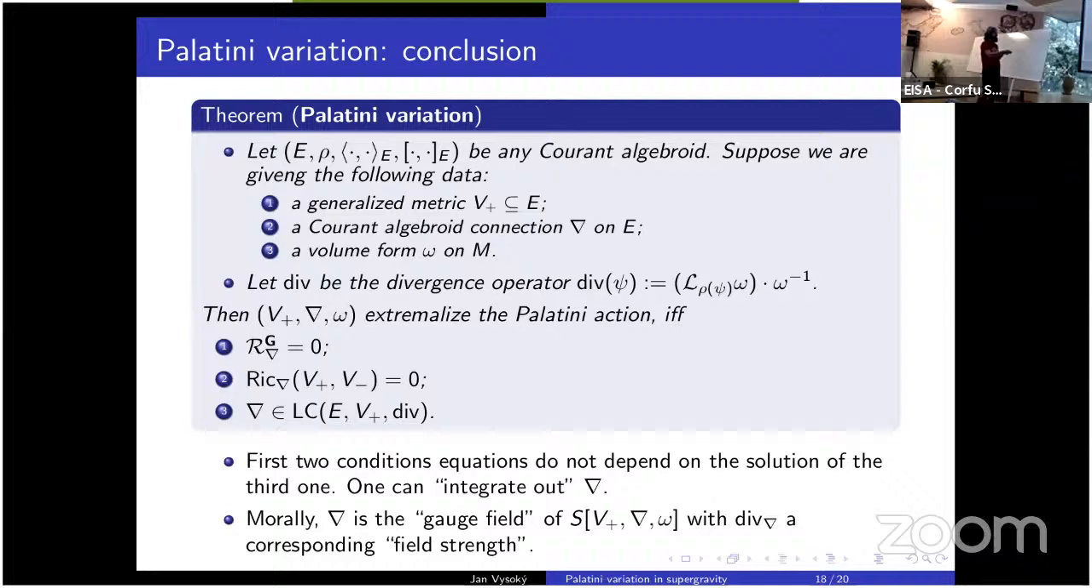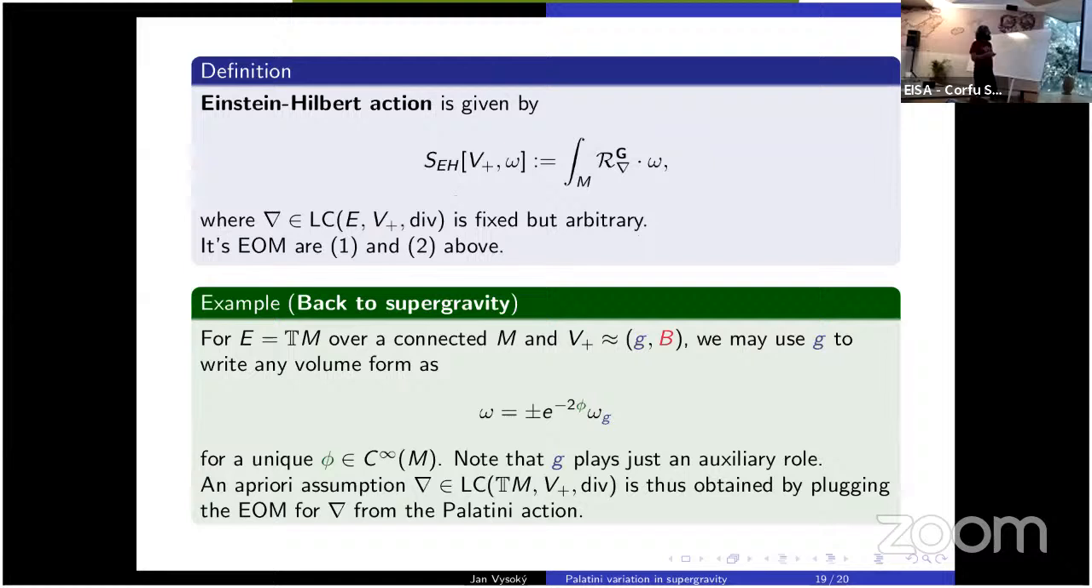And a nice interpretation of this, which is very vague, so don't be mad at me, is that one can think of nabla as some gauge field of this section, and this divergence is the corresponding field strength of this field. And what is important, as I told you, is that you can get rid of the connection and get an Einstein-Hilbert action out of this picture. So you now assume that this nabla is one of the solutions.